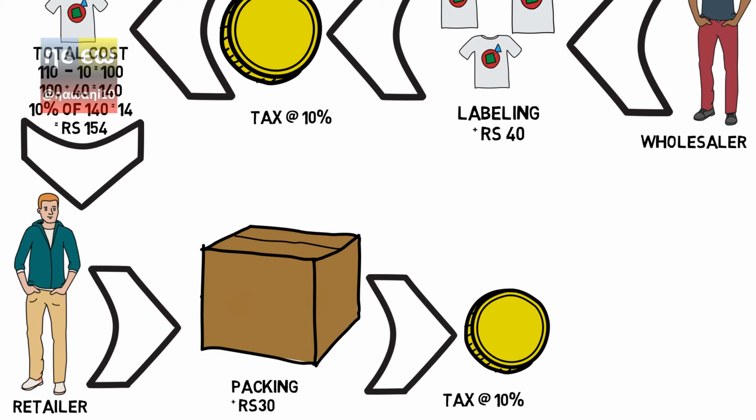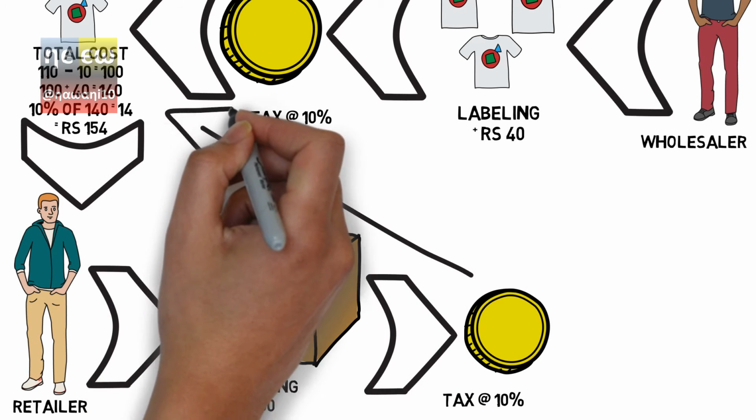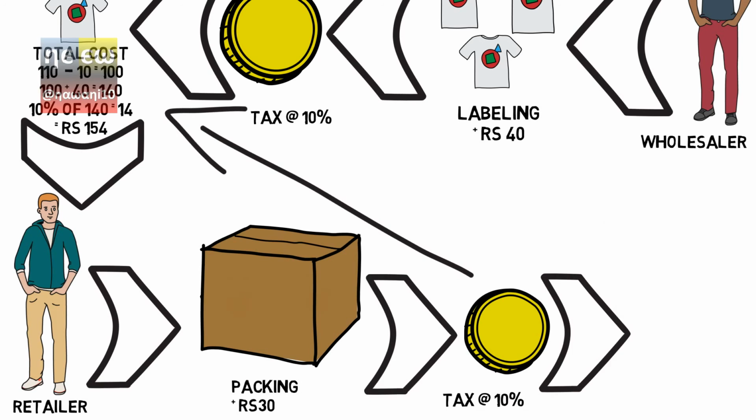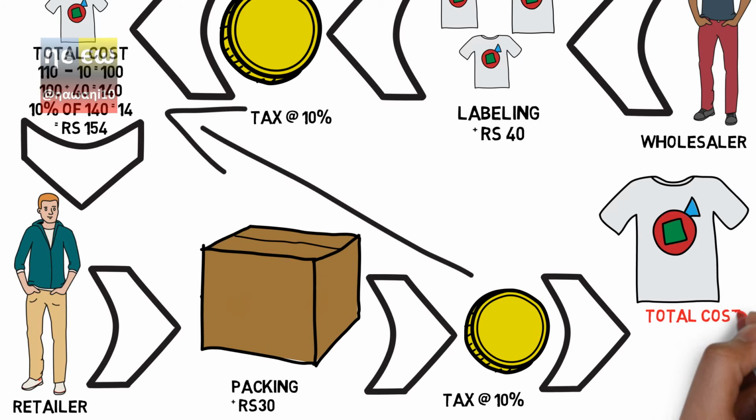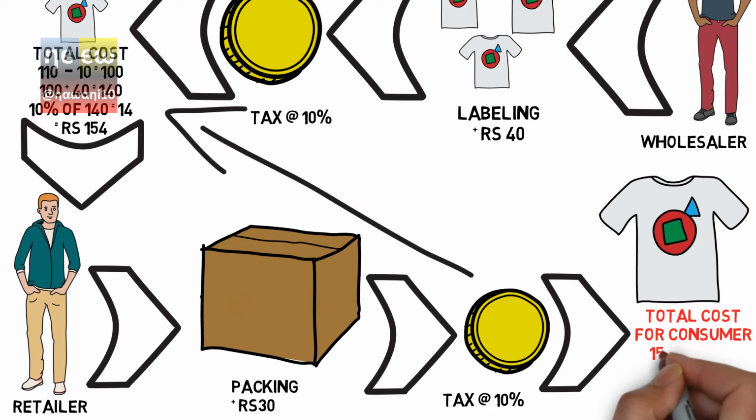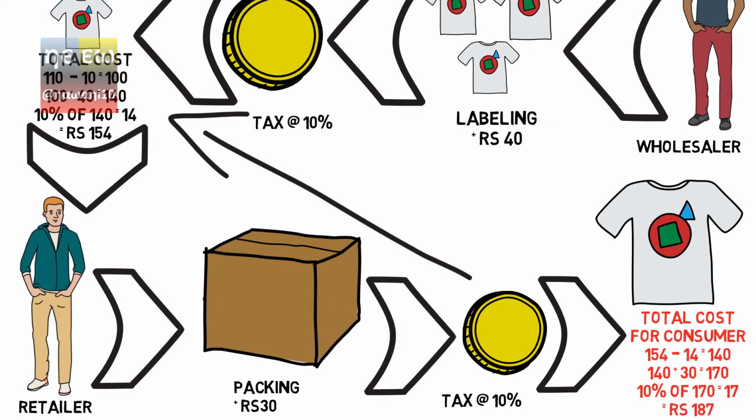Now, if he had to pay 10% tax on it, he would pass on the liability to the customer. But he already has input credit because he has paid rupees 14 to the wholesaler as the latter's tax. So, now he reduces rupees 14 from his tax liability of rupees 10% of 170 equals 17 and has to pay only rupees 3 to the government. And therefore, he can now sell the shirt for rupees 140 plus 30 plus 17, 187 to the customer.